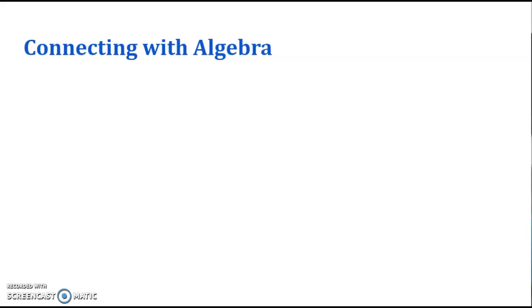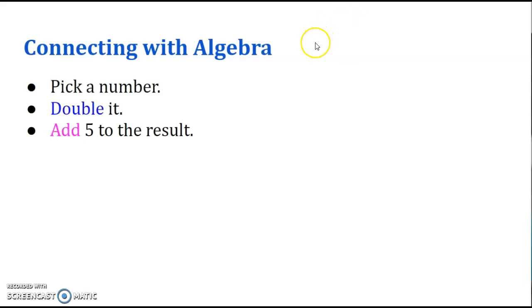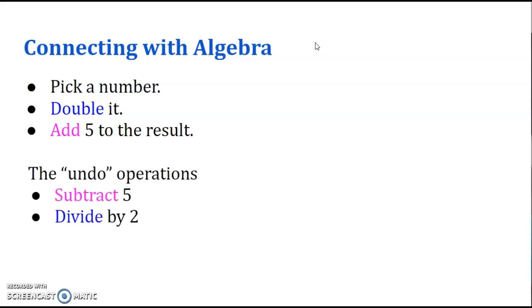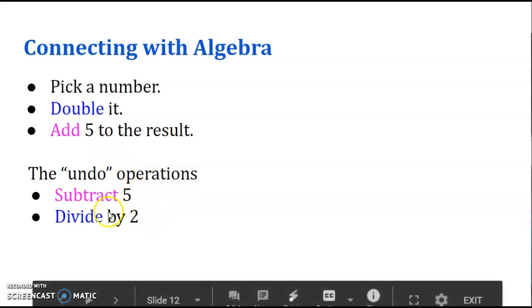So we've just finished the magic numbers exercise where you were undoing operations to figure out what the unknown number was. Okay, so let's connect that with algebra. Why did we do that? Well, we basically picked the number, doubled it, and added 5 to the result. And then we used the undo operation, and we did it in the reverse order. We started off with what was done last, which was add 5. How can we undo add 5? We subtracted 5, and then instead of doubling it, we divided by 2.